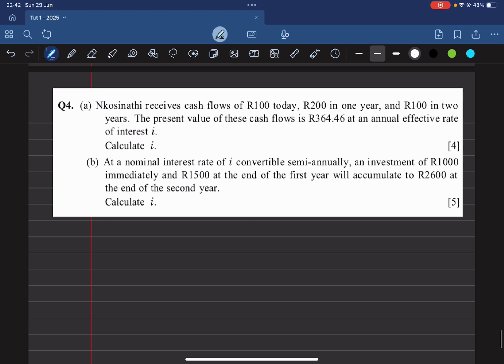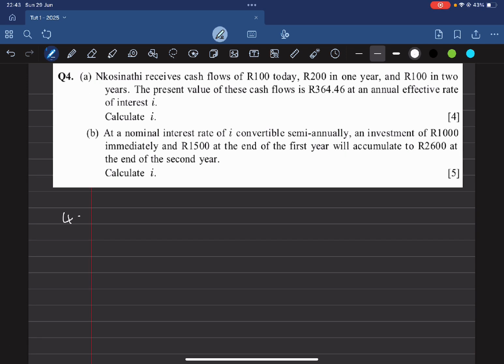Okay, so now let's have a look at question 4. So question 4a says, Nkosinati receives cash flows of 100 Rand today, 200 Rand in 1 year, and 100 Rand in 2 years' time. The present value of these cash flows is 364 Rand and 46 cents at an annual effective rate of i. Calculate i. So to solve this one, surprise, surprise, we're going to draw a timeline once again.